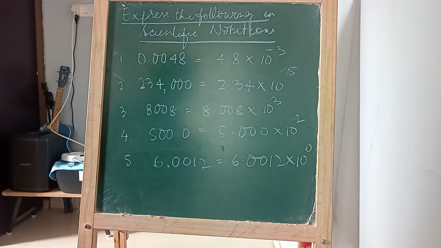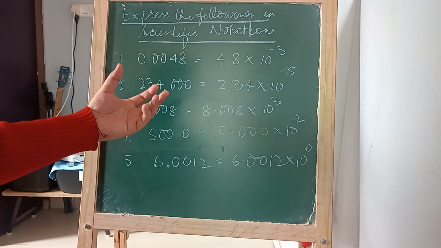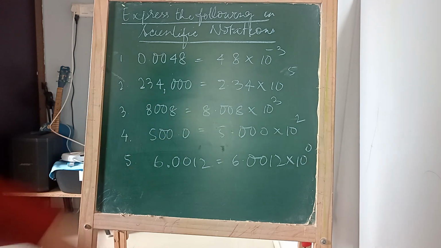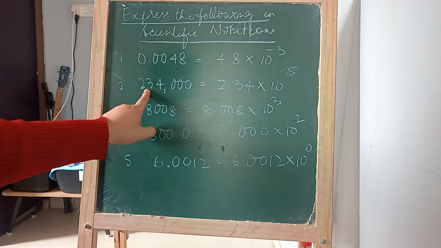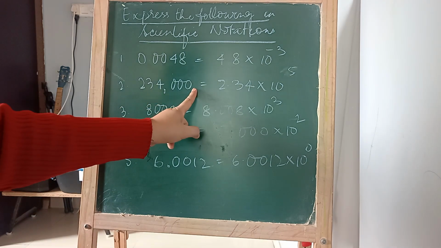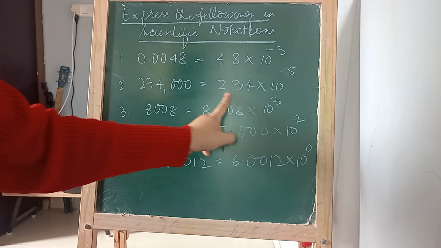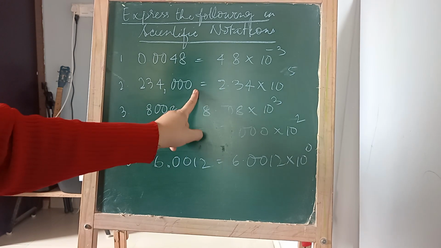Okay, let's see the second example. It will be clearer if you see the second example. Consider this number 234,000. Now how will we express this in scientific notation? Here, where's the decimal? The decimal is somewhere here. It's not visible, because there is no number after this. The decimal is here, like invisible.